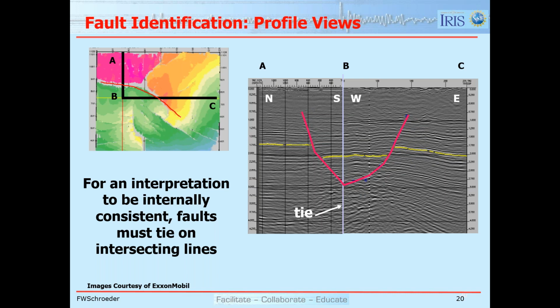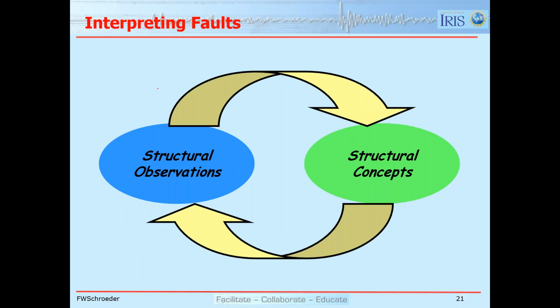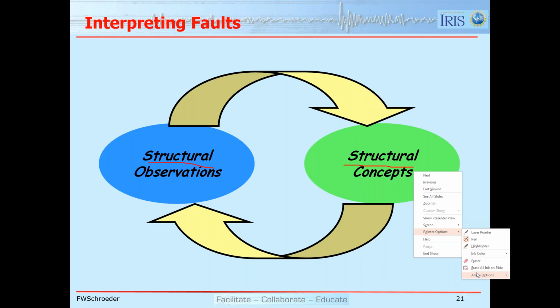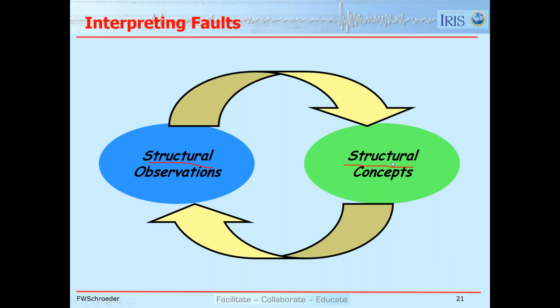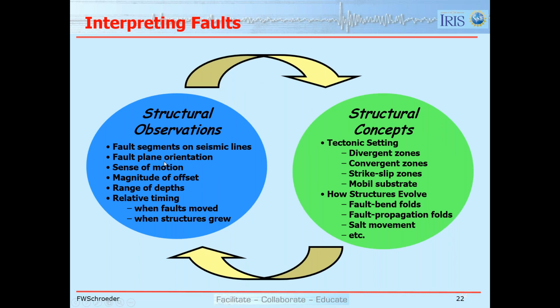When we're interpreting faults, we'll do our structural observations, and then we'll also keep in mind the structural concepts that we've learned in Structural Geology 101 and Structure 201 and in Structure 418 and 522. So we've talked somewhat about the structural observations, terminations of reflectors, changes in dip. We can work on the fault segments, how the fault planes are oriented, what's the sense of motion, normal or reverse or strike slip, what's the magnitude of the offset, and over what range of depths the faults exist.